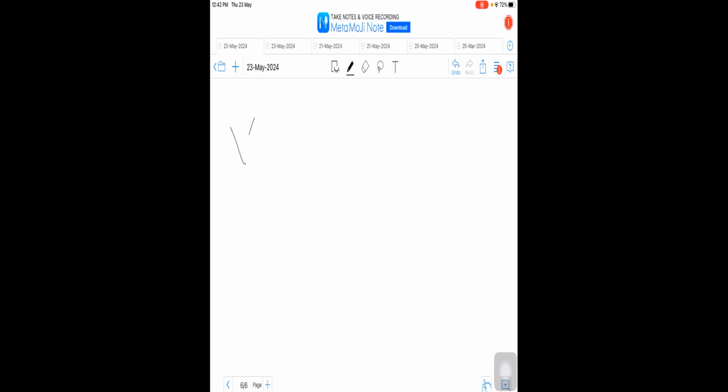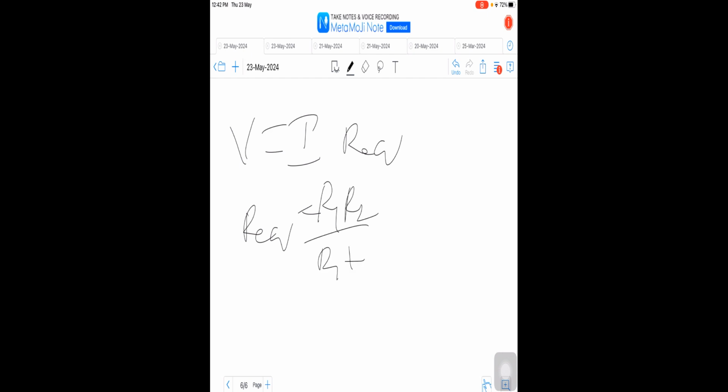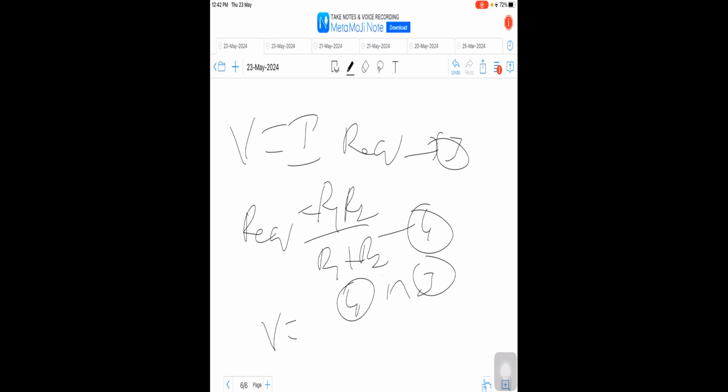Now we know that V is equal to I into R equivalent. So R equivalent is nothing but R1 R2 divided by R1 plus R2. Let us consider the first as equation number 3 and this as equation number 4. Substitute equation 4 in 3. So we get V is equal to I into R1 R2 divided by R2 plus R1.